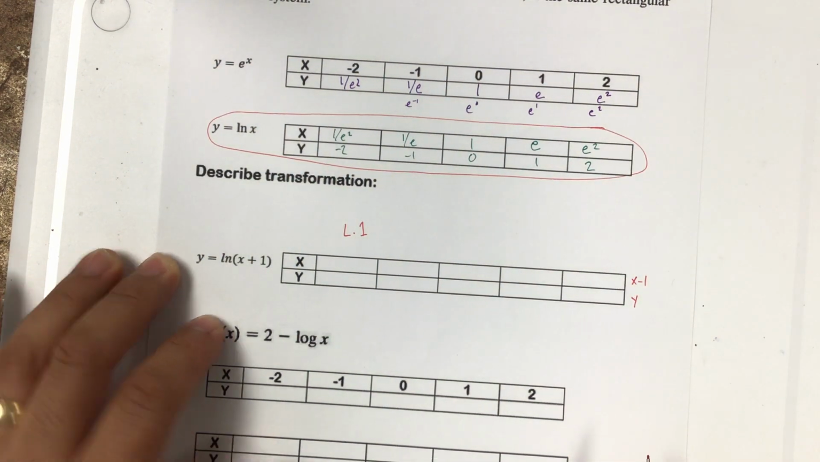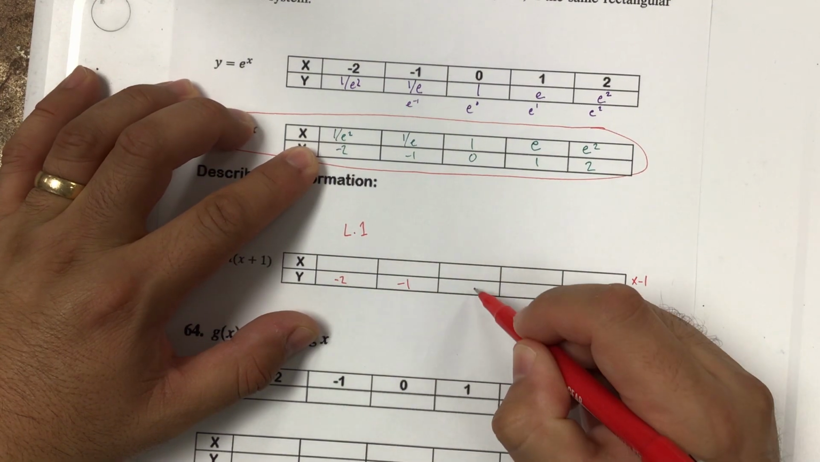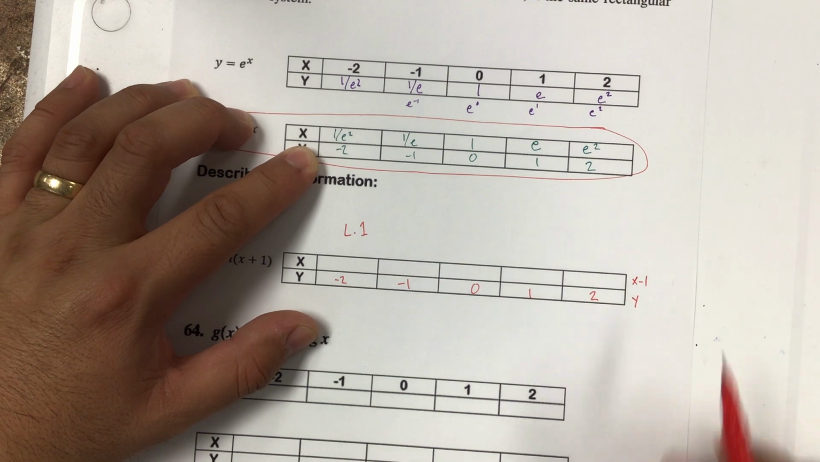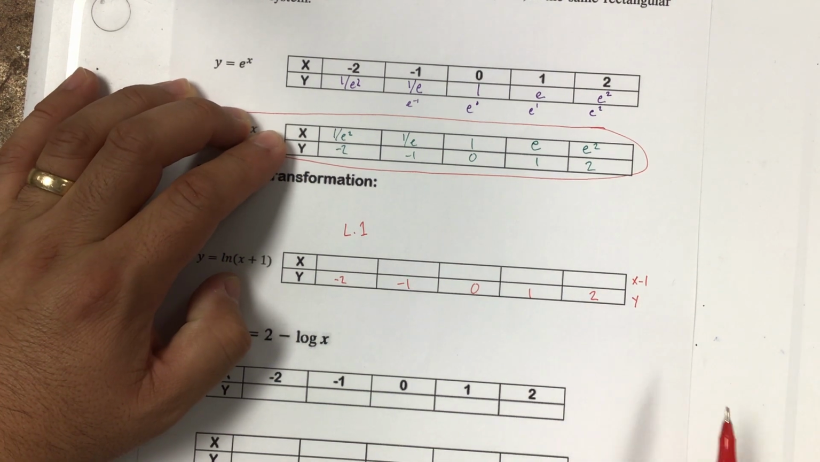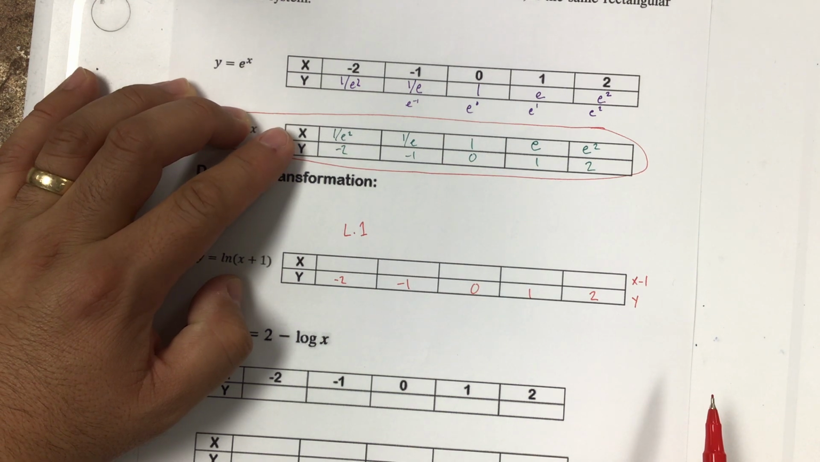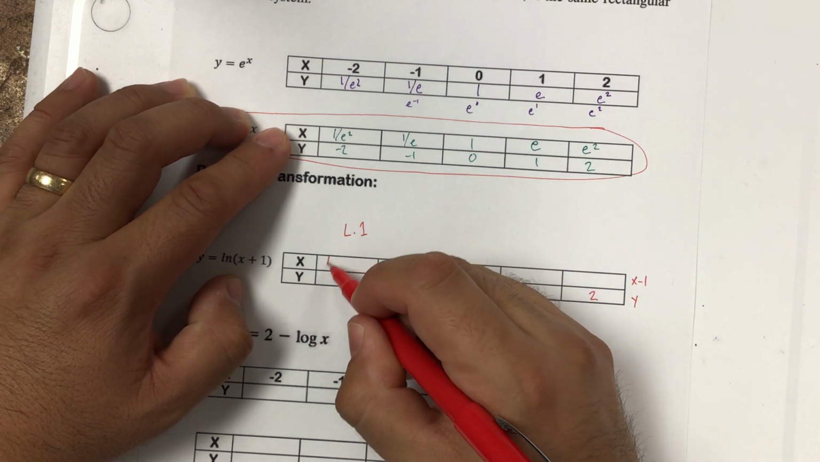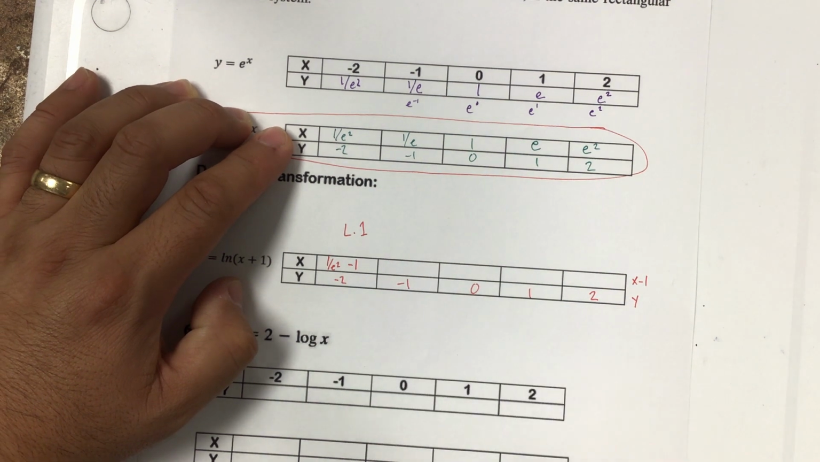So for my y values, they don't change, so let's write those first. -2, -1, 0, 1, and 2. Can y'all tell me how to write my new x values if it's x minus 1? Who thinks they know how to do that? Close. 1 over e squared, and then what do I do? -1. There you go. That's all you have to do. You take it and you just actually subtract 1.